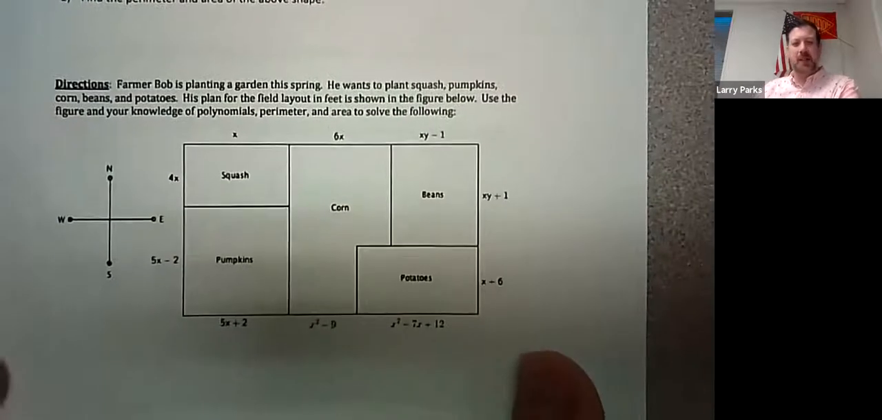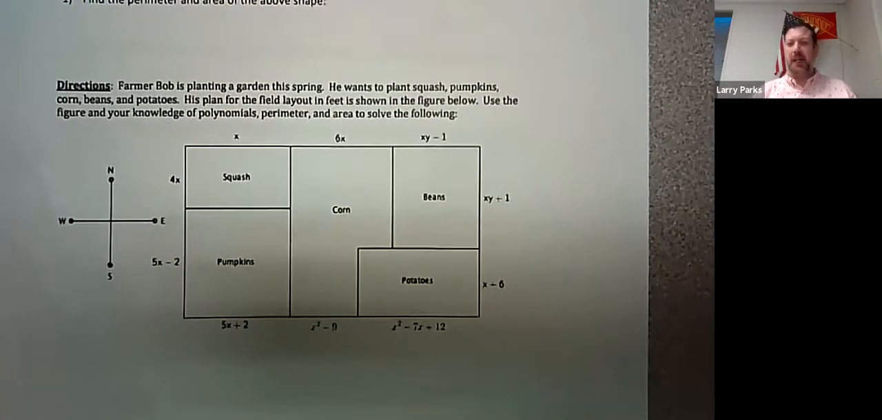So I found this problem online. Farmer Bob is planting a garden. Now he's going to plant all of these vegetables, and then he drew out his field. Yes, this makes absolutely no sense. You probably wouldn't measure something as x squared minus 7x plus 12, but here it is. And so we're going to use this figure to solve some stuff.